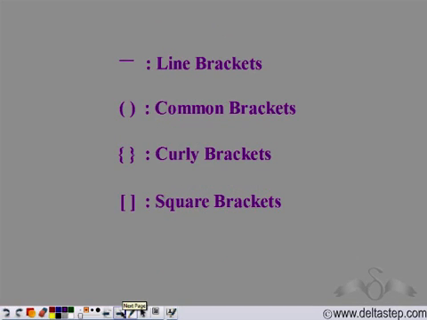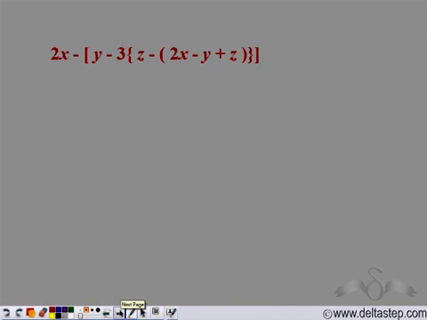Now for brackets also, we have different kinds of brackets. We have line brackets which look like this. We have common brackets which look like this, curly brackets and square brackets. So for brackets also we need to follow a specific order, and this is the order which has to be followed. First solve for line, then common, then curly, and then square brackets, and then proceed to of, division, multiplication, addition, and then subtraction. And we follow the same set of rules for algebra.